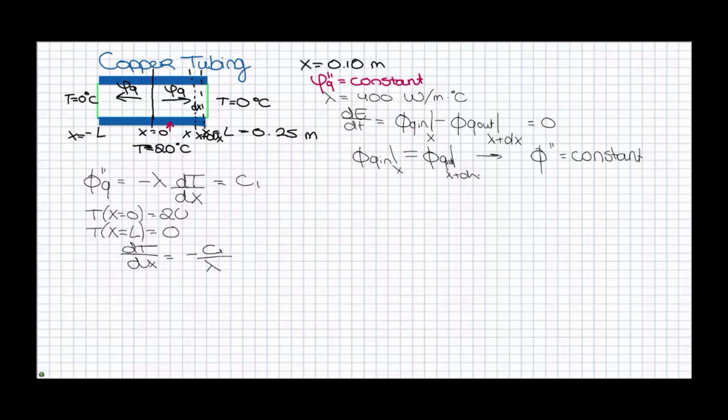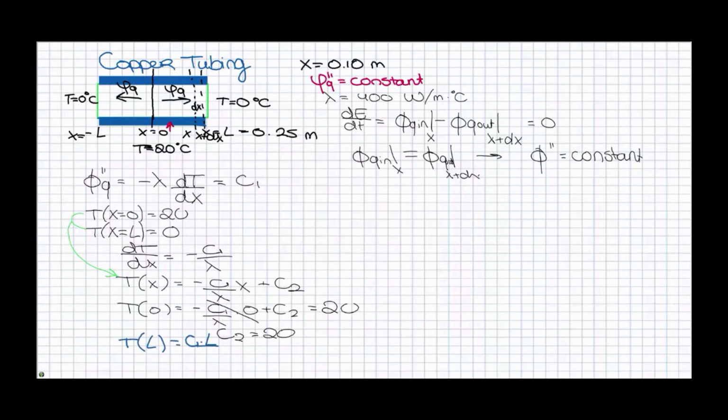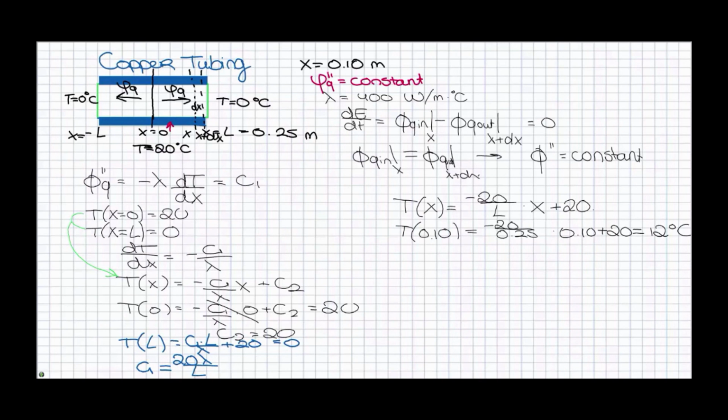And if you integrate this, you will find this equation. Again, using the boundary conditions results in C2 is 20. Filling in the equation for x is L with the value for C2 results in this equation. And if we solve this, we find a value for C1. If you fill in this constant, we get an overall equation for the temperature. And if you now fill in the equation for x is 0.10 meters, then you will find an answer of 12 degrees Celsius.